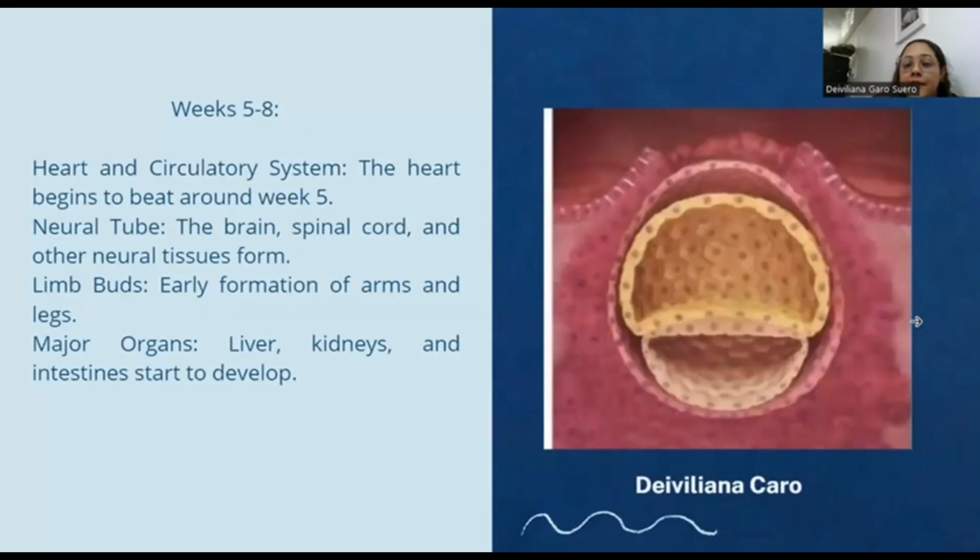We have weeks 5 to 8, heart and circulatory system. The heart begins to beat around week 5. Neural tube: the brain, the spinal cord, and other nervous tissues form. Limb buds: early formation of arms and legs. Major organs: we have the liver, the kidneys, and the small intestine and large intestine. They start to develop.